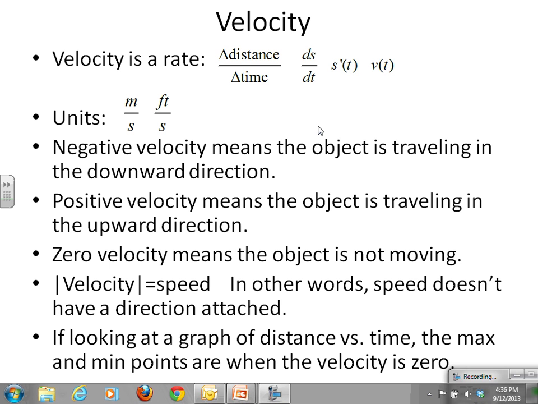Now the units for velocity: since velocity is a fraction, a rate, you want the units to be a rate as well. It's meters per second or feet per second, or whatever the unit of distance is per whatever the unit of time is.